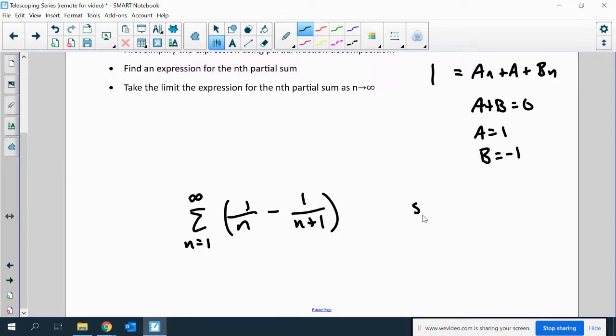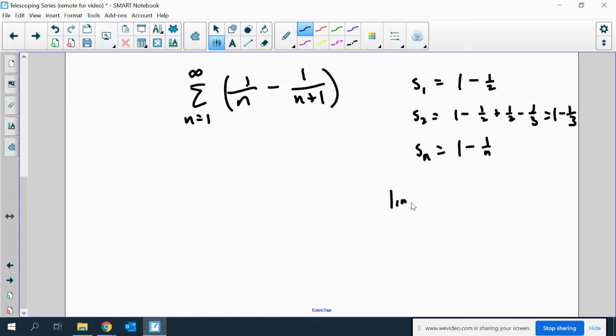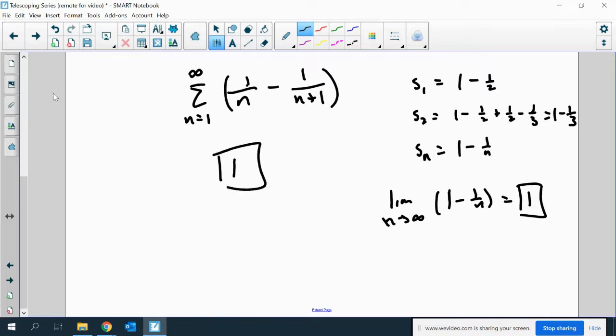So what I would do here is s sub 1 was 1 minus 1/2. S sub 2 is 1 minus 1/2 plus 1/2 minus 1/3. The 1/2s cancel, so I have that. And then s sub n would be 1 minus 1 over n. What happens when I take the limit as n goes to infinity of this thing? I would just get 1. So I'm going to get 1 as my final answer.